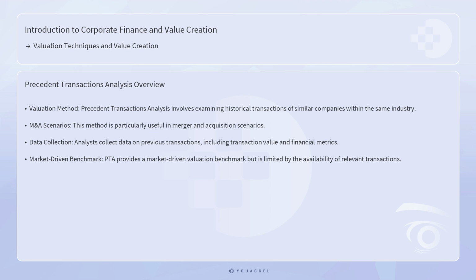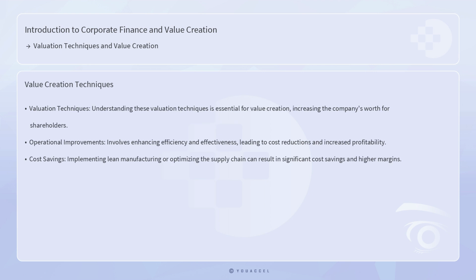PTA provides a market-driven valuation benchmark, but can be limited by the availability of relevant transactions and the unique circumstances surrounding each deal. Understanding these valuation techniques is essential for value creation, which refers to the process of increasing the worth of a company for its shareholders. Value creation can be achieved through various strategies, including operational improvements, strategic acquisitions, financial restructuring, and innovation.